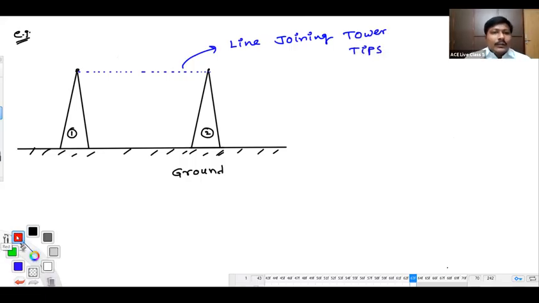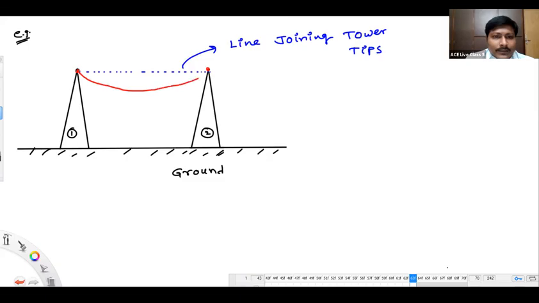Next thing. See, our aim is to keep the conductor along the line joining the tower tips. Along the line joining the tower tips, we have to keep the conductor, but it is not possible. Even though you stretch it as much as possible, it is still not possible to attach it to that dotted line we have shown. Definitely, the conductor kept in between these two towers might take a path something like this, in the manner we have drawn.